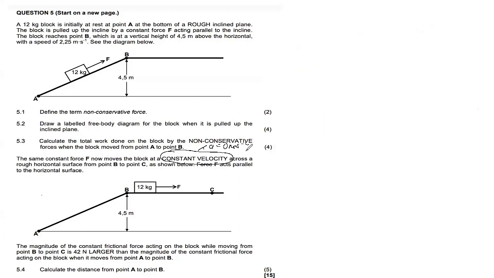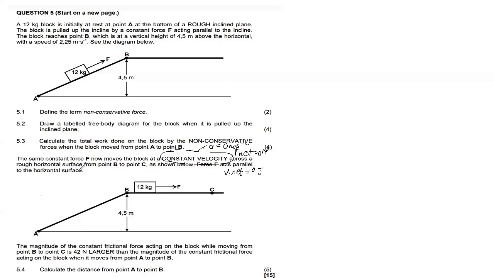And if we use Newton's second law, we know that this will make our F net 0 newtons. And if F net is 0 newtons, that means W net will also be 0 joules. So whenever you see the term constant velocity, always think of those three: acceleration is 0 meters per second squared, F net is 0 newtons, and your W net is 0 joules.